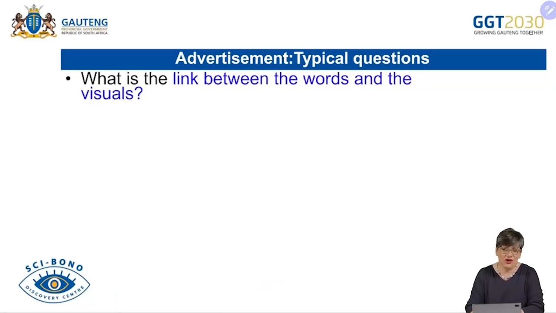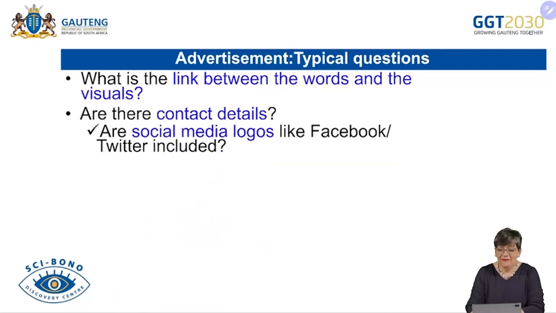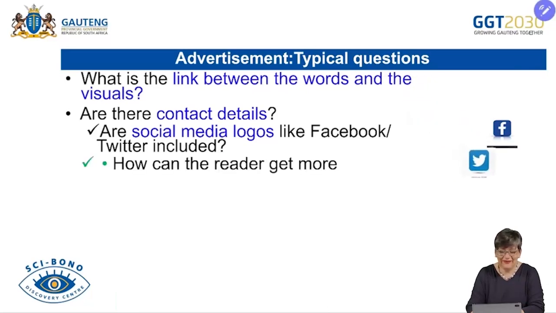We love asking you this question. What is the link between the words and the visuals? And this might sound familiar because when we discuss text B or the comprehension, we ask the same question. So look at the pictures, look at the words. What is the connection? Are there contact details? Are there social media logos included, like Facebook or even Twitter?